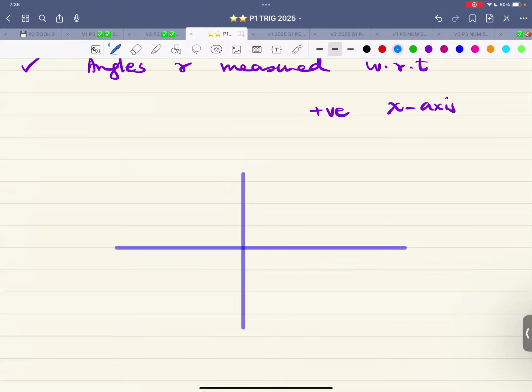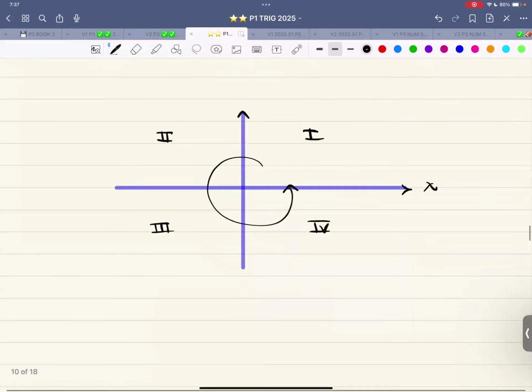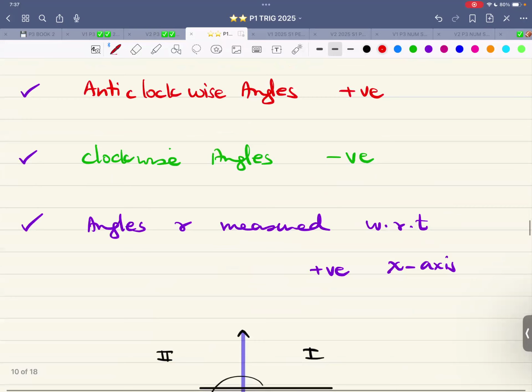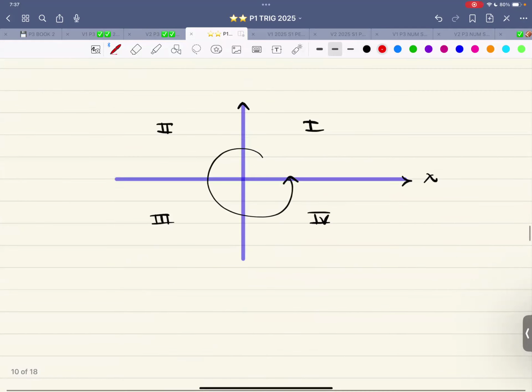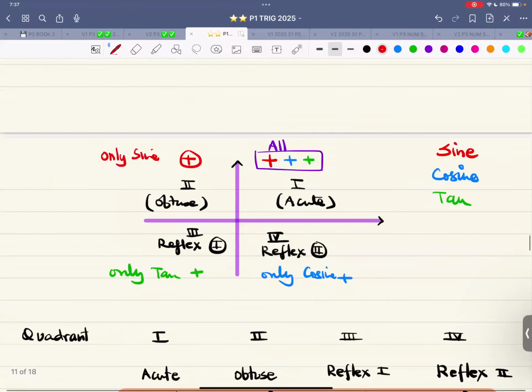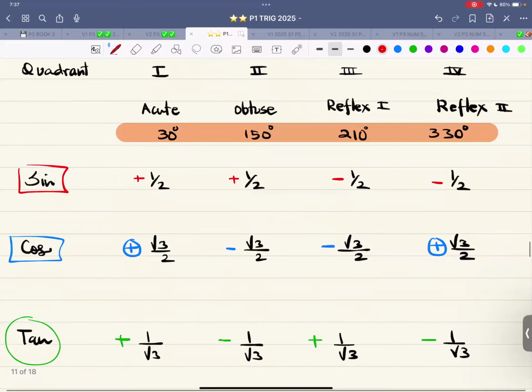So this is the first quadrant, this is the second quadrant, this is the third quadrant, this is the fourth quadrant with respect to the x-axis, and we are going in an anti-clockwise direction. That is why anti-clockwise angles are positive. That is why they are labeled this way. So now just focus on this.